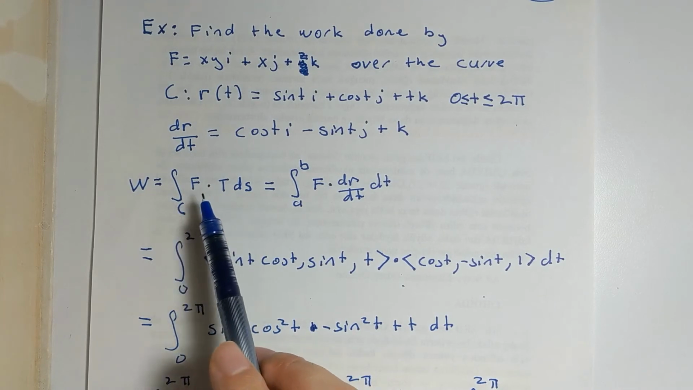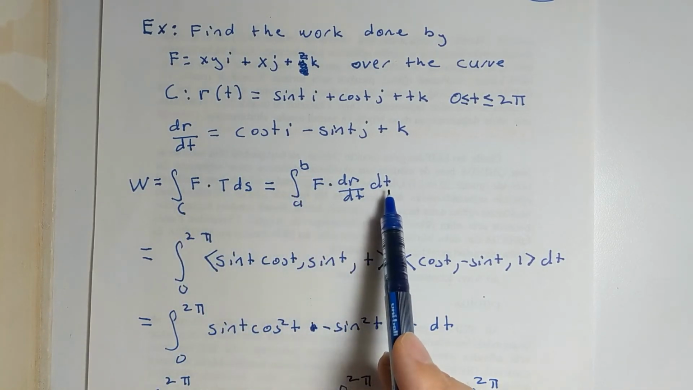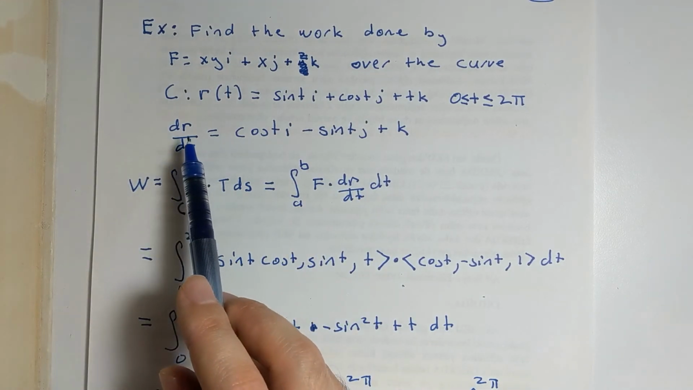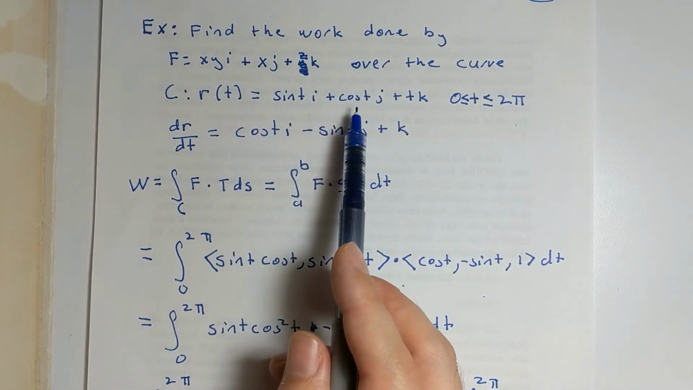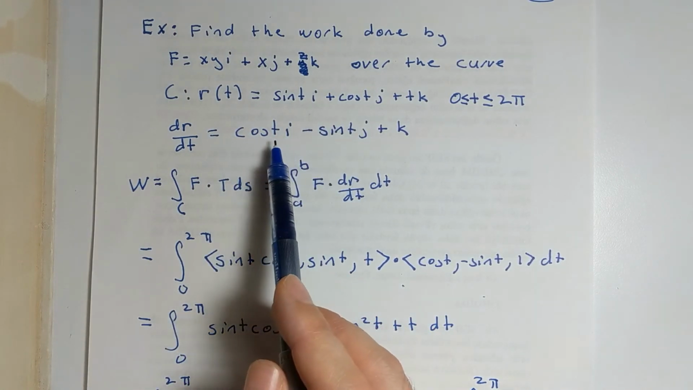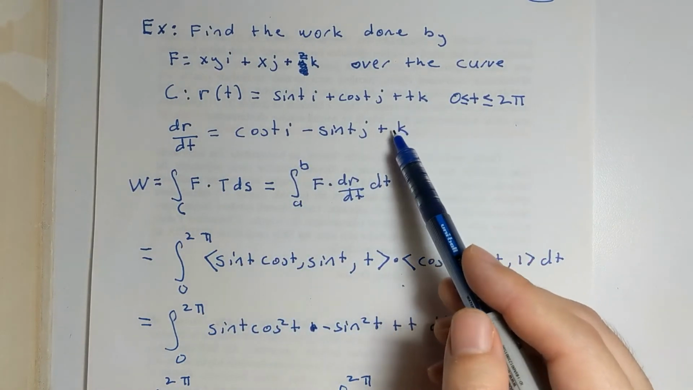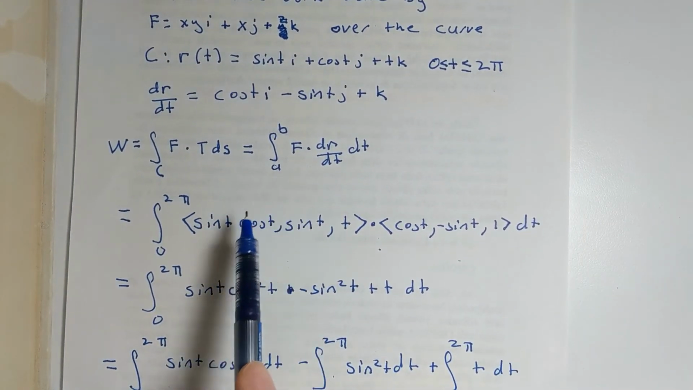So this integral is of course equal to the integral from a to b of F dot dr/dt dt. So I need to calculate dr/dt on this curve. So what is dr/dt? Derivative of sine is cosine. Derivative of cosine is minus sine. So we have cosine t i minus sine t j plus k. Derivative of t is 1. That's going to be dr/dt. So let's get the dot product.